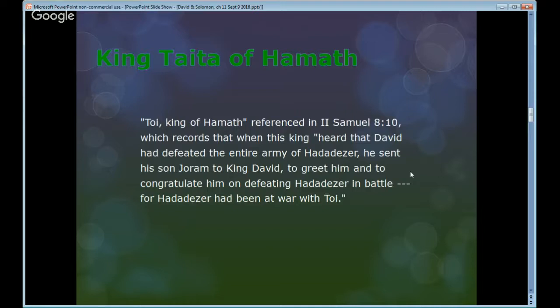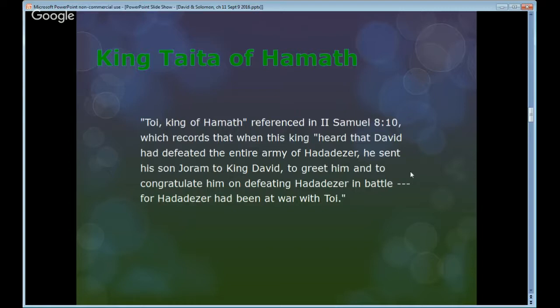Now, the claim in scripture is that, and I'm just going to go ahead and read this, David had defeated the entire army of Hadadezer. He sent his son Joram to King David to greet him and to congratulate him on defeating Hadadezer in battle. For Hadadezer had been at war with Toi.